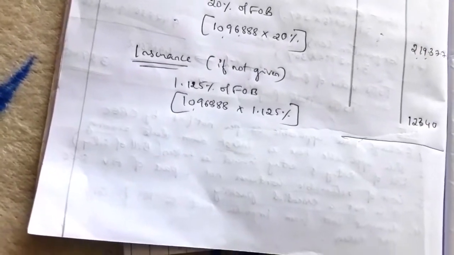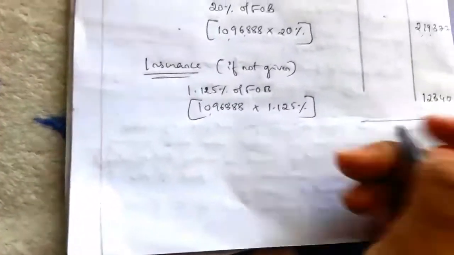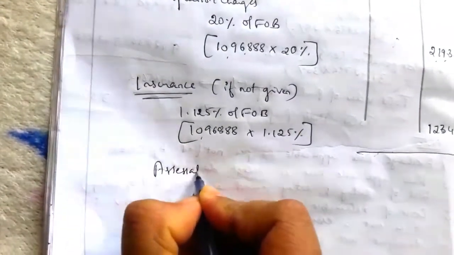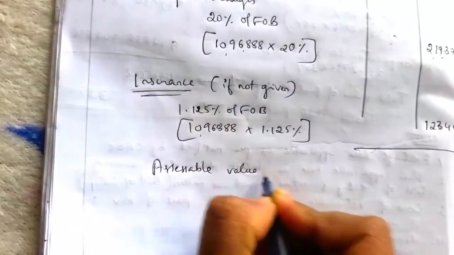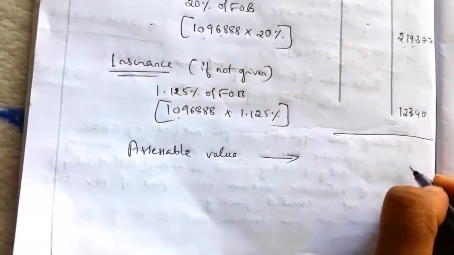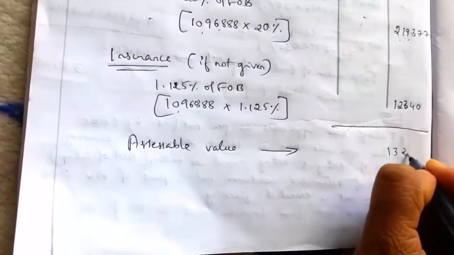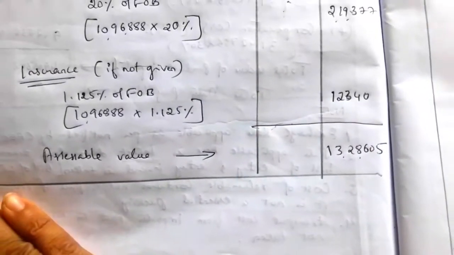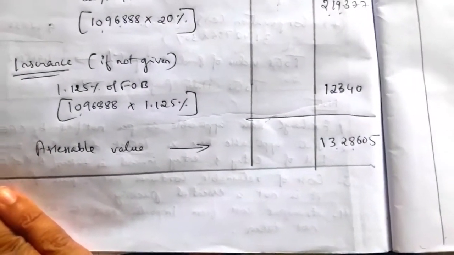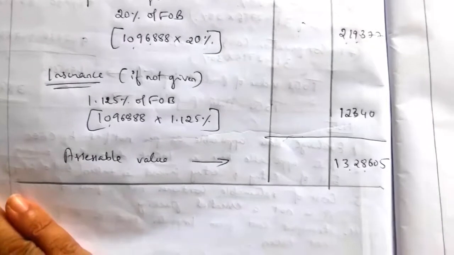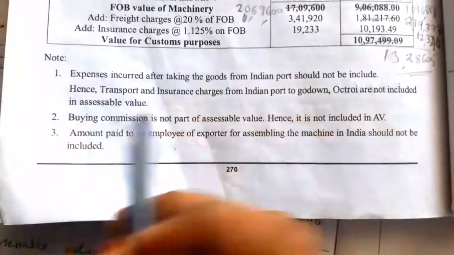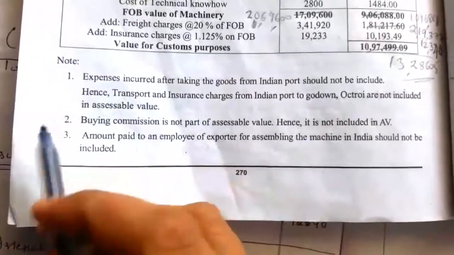So what is the total? Now there is no other expense we have to add. So the assessable value is equal to 13,28,605. On this assessable value they have to pay the customs duty. Next, write the notes. So write notes about some of the adjustments.